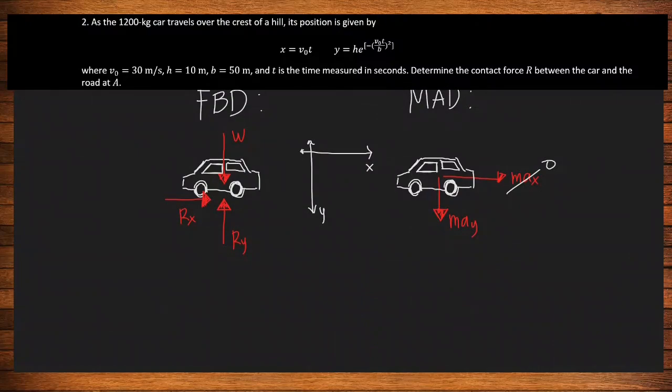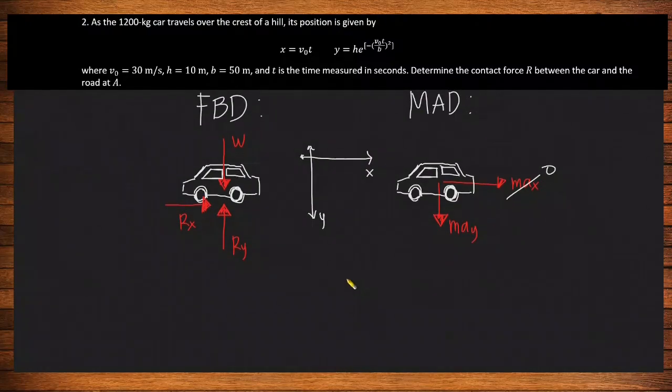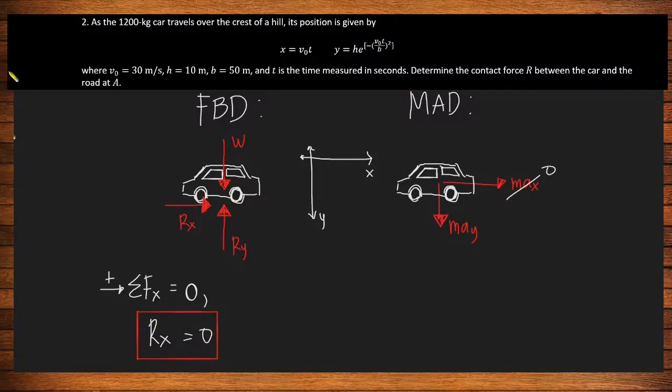So now, applying our equation of motion along the horizontal x direction. So we will have summation of forces along x, again positive to the right. Since our acceleration is equal to 0, so this will be equal to 0. Therefore, yung force natin along the horizontal x direction, which is yung horizontal component ng contact force natin, will also be equal to 0. And then, along the y direction, we have summation of forces along y.